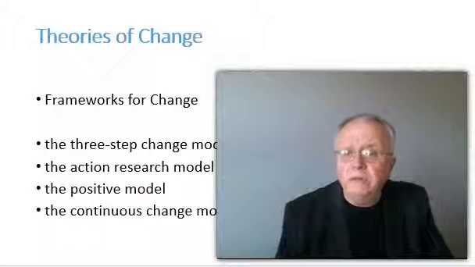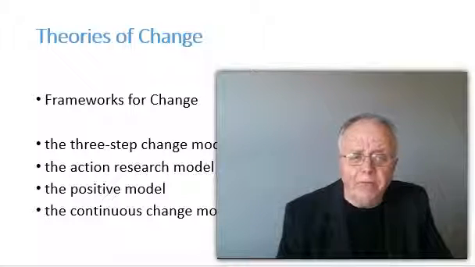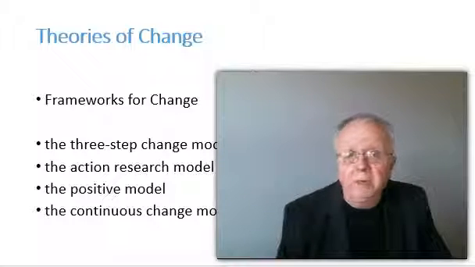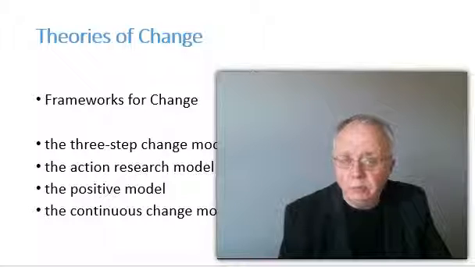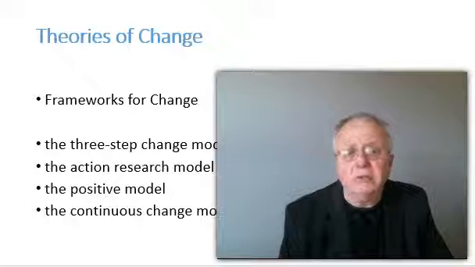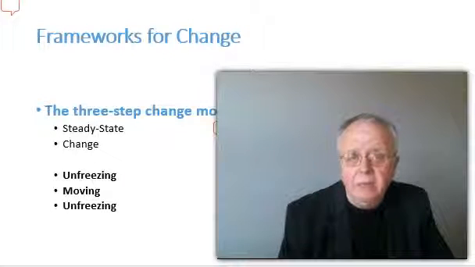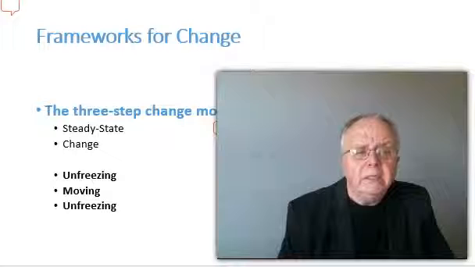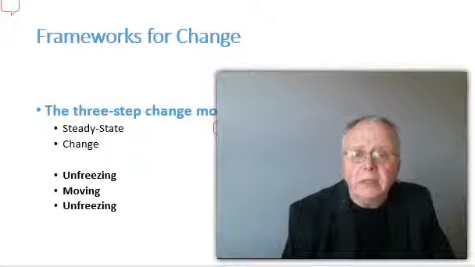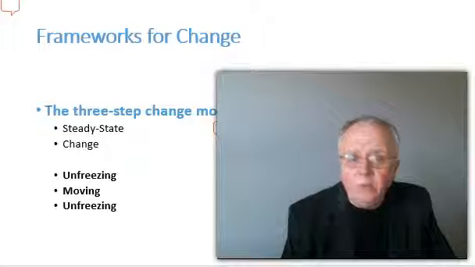There are several theories of change that are used within change management. Those frameworks will involve one of four things, or maybe a blended approach of parts of all four, but they are very important. They are the three-step change model, which is the oldest and the one that was used first. Then we have an action research model, a positive model, and a continuous change model. Let's look at each of these individually for a few moments and talk about what's involved. Think about yourself within the framework of a company and how these would work.